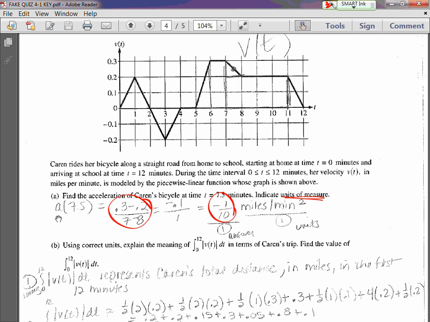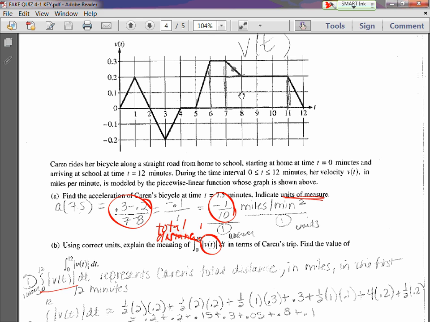Part B, it says explain the meaning of the absolute value of the t being integrated. As soon as you see an integral of absolute value, that should scream to you, total distance. Oh, I'm so glad it screamed to you as well. All right, so in order to evaluate that, you had to actually find all your little areas and add those together. And this was a calculator piece even. Remember, always show your setup and then your answer.